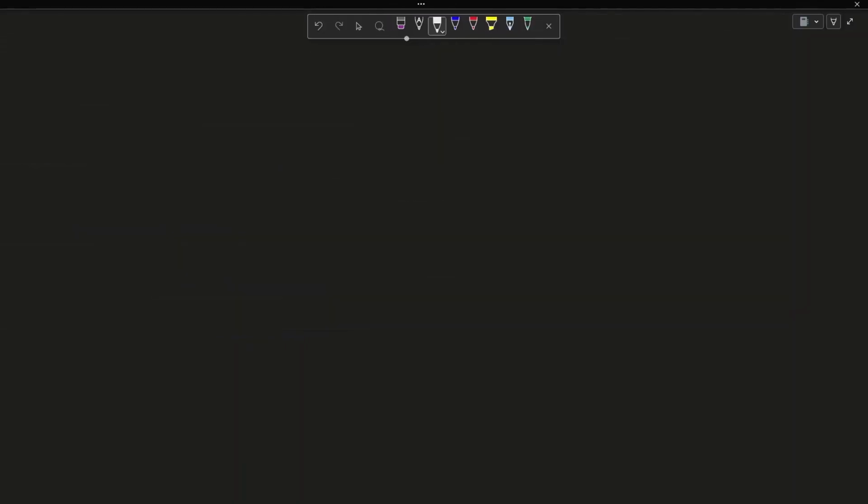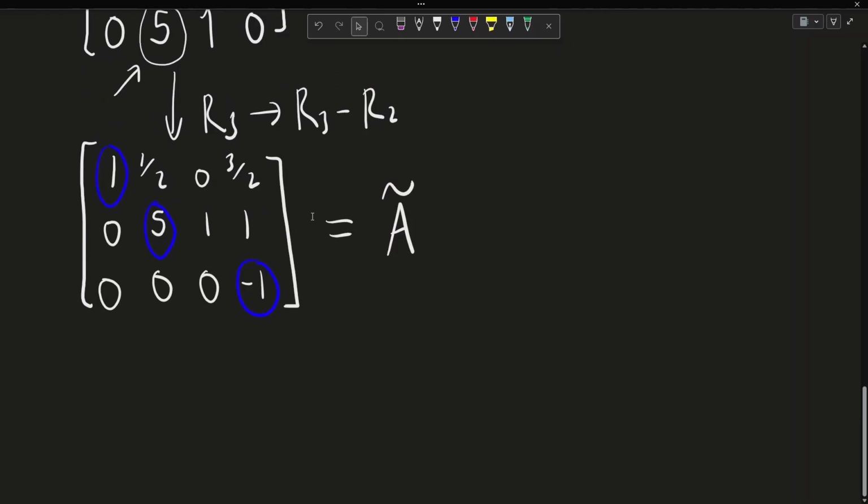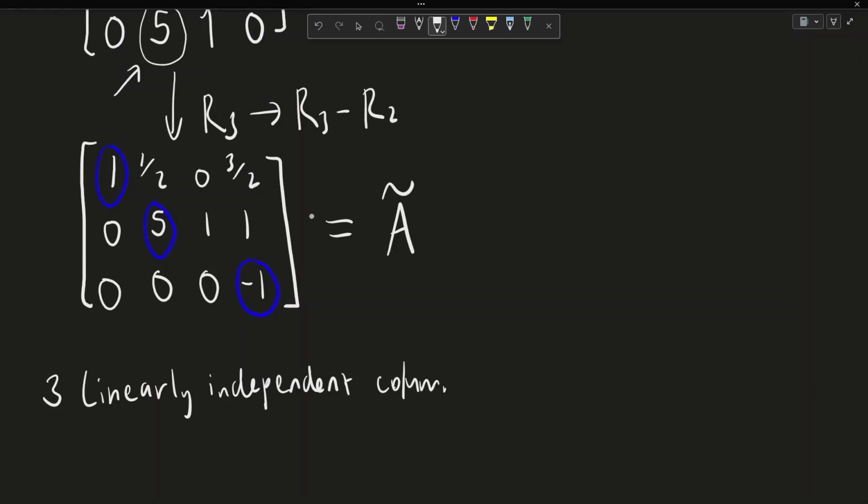Let's identify a useful property that's been obtained by finding the row echelon form of this matrix. Because we know that these three are the pivots, that means that there are 3 linearly independent columns. And so what that means is that the rank of matrix A is 3. So by using Gaussian elimination to find matrix A in row echelon form, we're able to obtain the rank of matrix A in a pretty concise way.